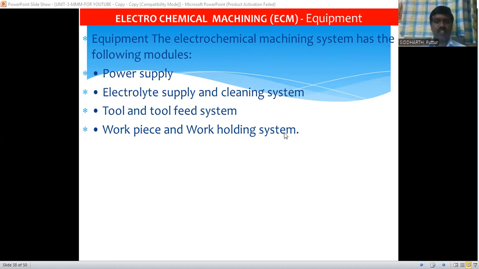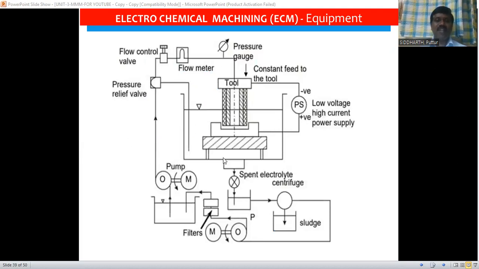Now, one by one, we are going to discuss all these major components involved in electrochemical machining. This schematic diagram gives more information about what exactly the components present in this process are. Here, the power supply is a DC power supply. The workpiece is connected to the positive terminal and acts as the anode, and the tool is connected to the negative terminal and acts as the cathode.